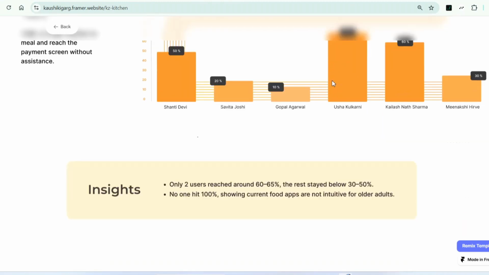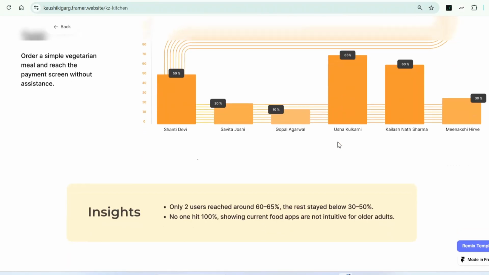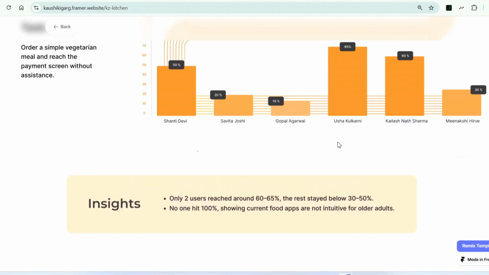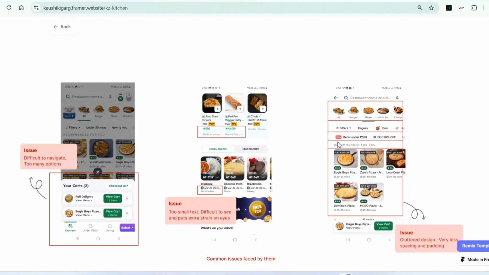So from that, I got to know that only two users could reach 60 to 65%, which is they could complete the ordering process, but with the help of someone. And the rest all stayed below 30 to 50%, which is they could not order, they got scared or some issue came because of which they couldn't order. And it was very weird and scary to see that not a single individual could complete the whole process on their own. So that is what insights I got from that research.